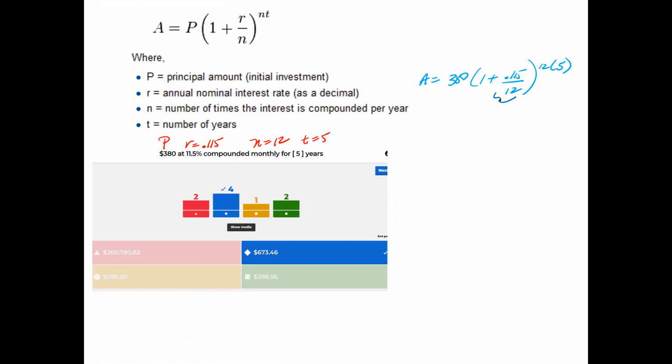First things first, you want to figure out what is 0.115 divided by 12, and then you add it to the 1, which is going to give you 1.00958. 12 times 5 is going to give you 60. And if you put the little caret there, what is your multiplier? It gives you 1.7723. But you don't want to forget to multiply by 380. So then your total amount that you get back is $673.46, which means you actually double your investment.